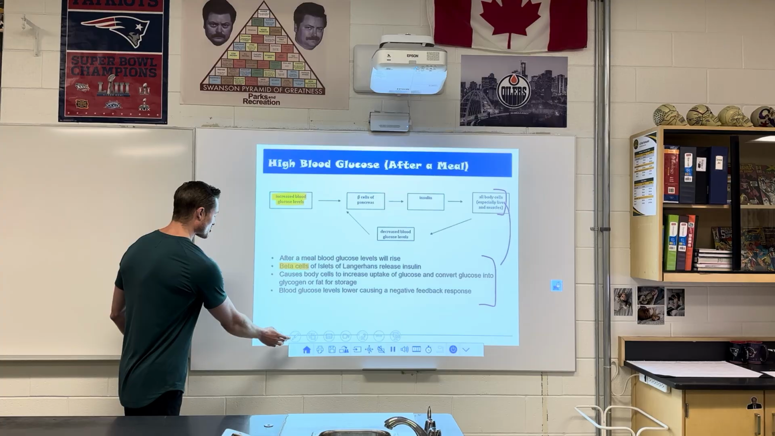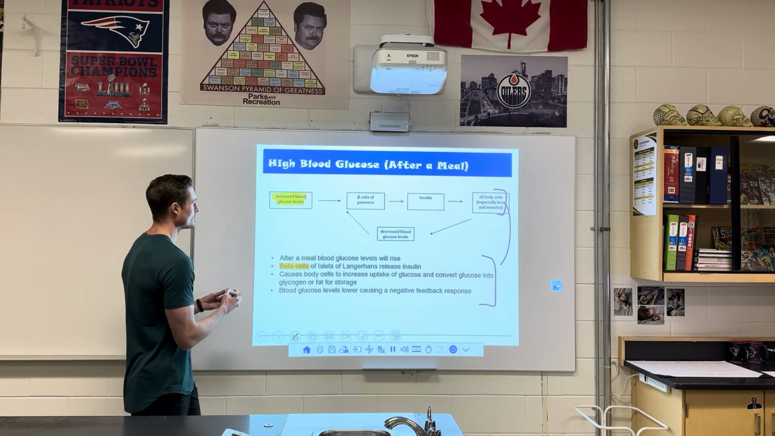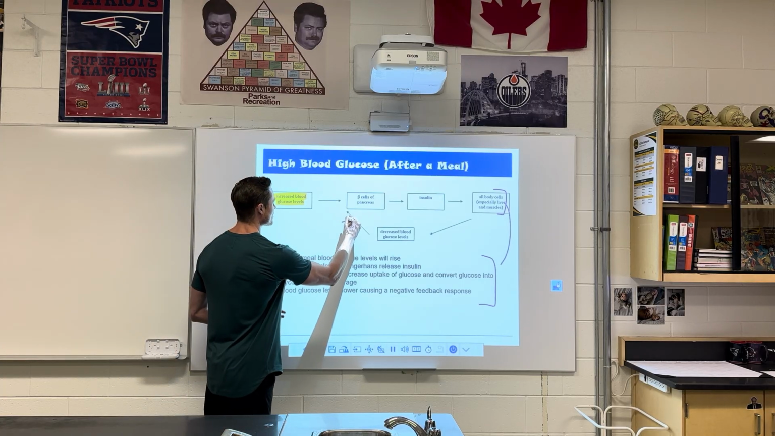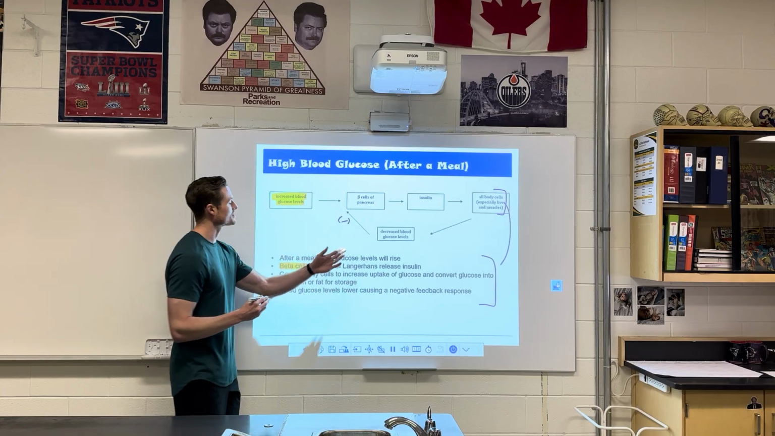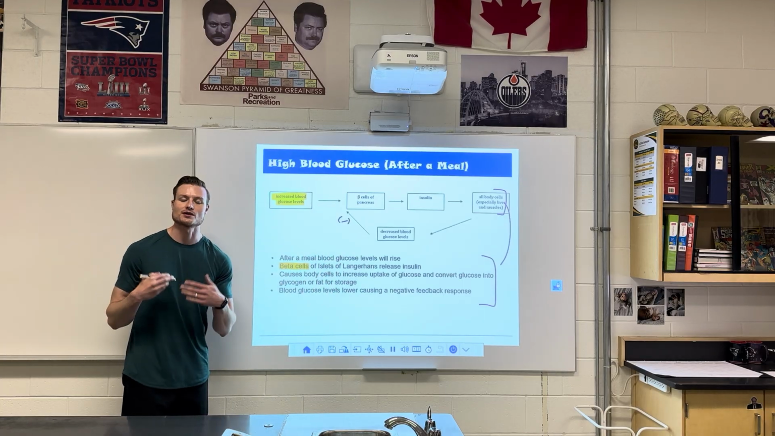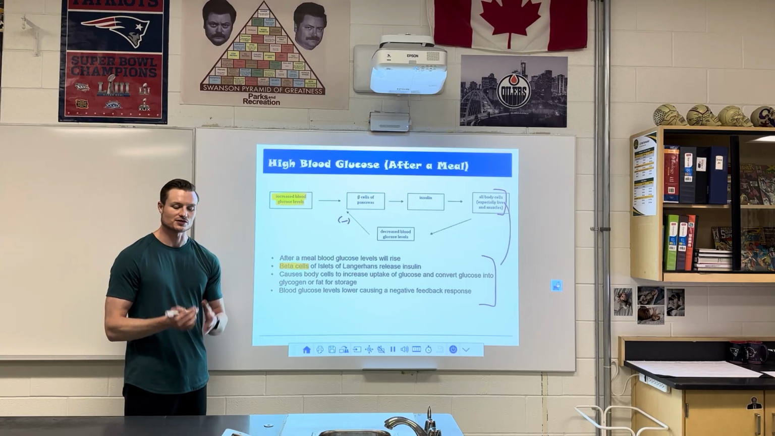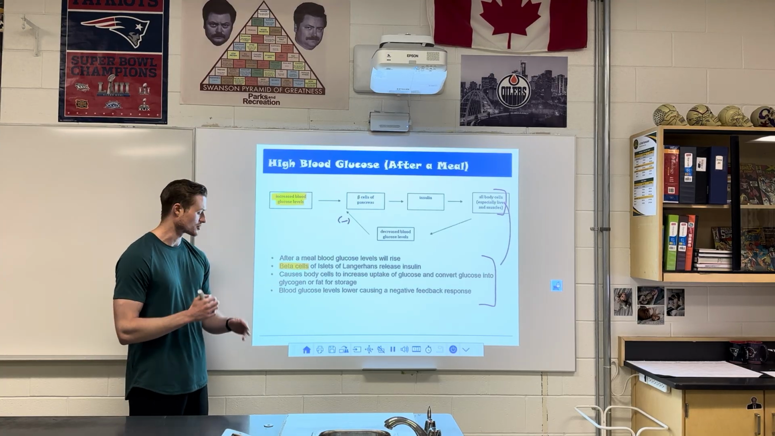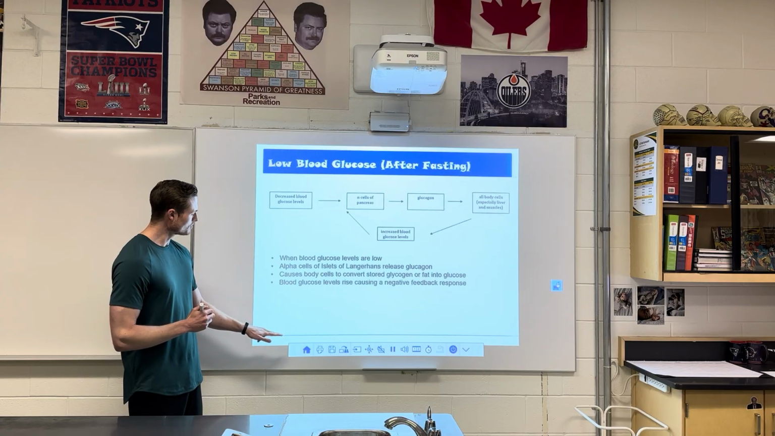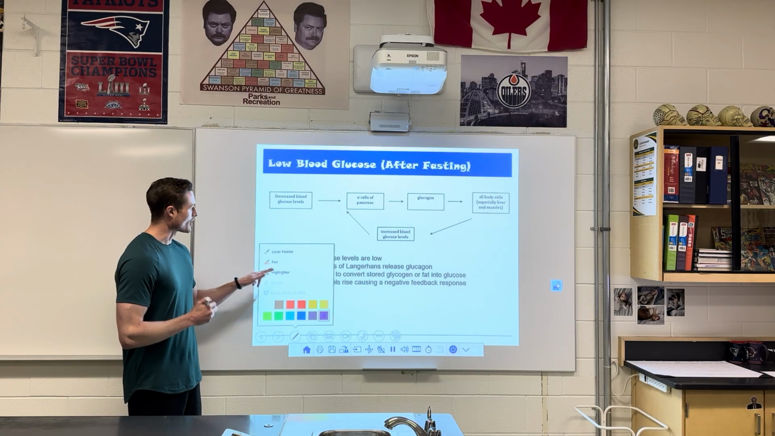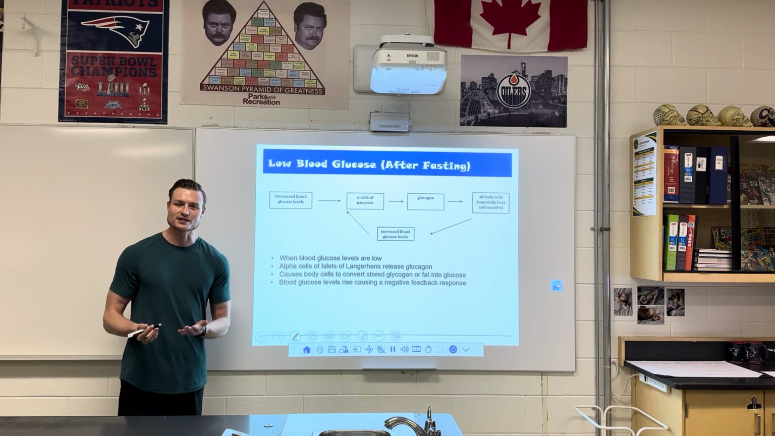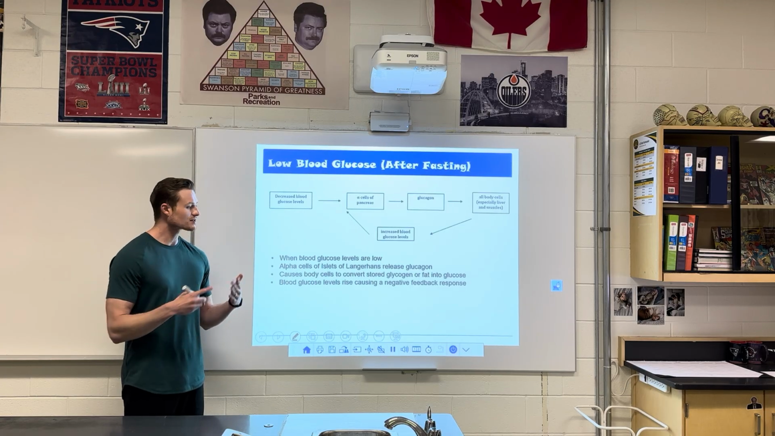All of these things should lower our blood glucose levels, and when they do, this will cause a negative feedback to be sent to the pancreas, where the pancreas will now turn off insulin, and then the effects will no longer be present. So that's what happens when you have high blood sugar. What about low blood sugar? So this would be, you're hungry, you just did some physical activity. What happens then? Well, similar setup.